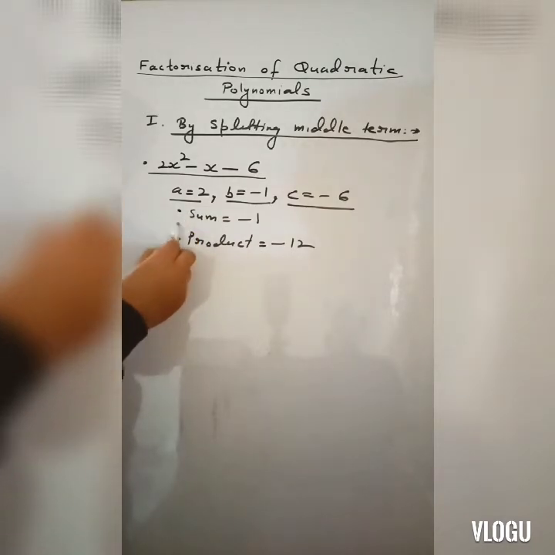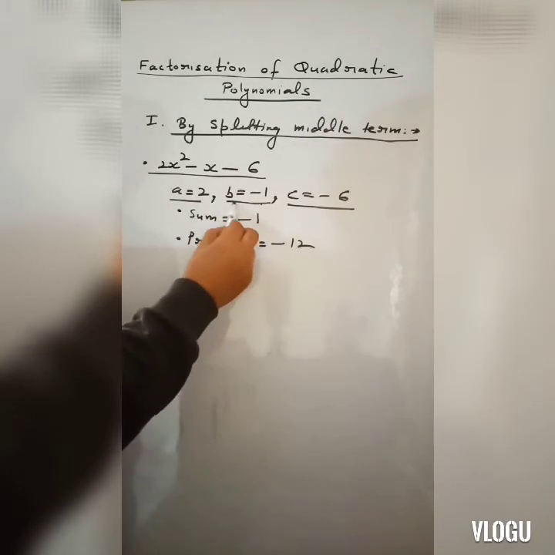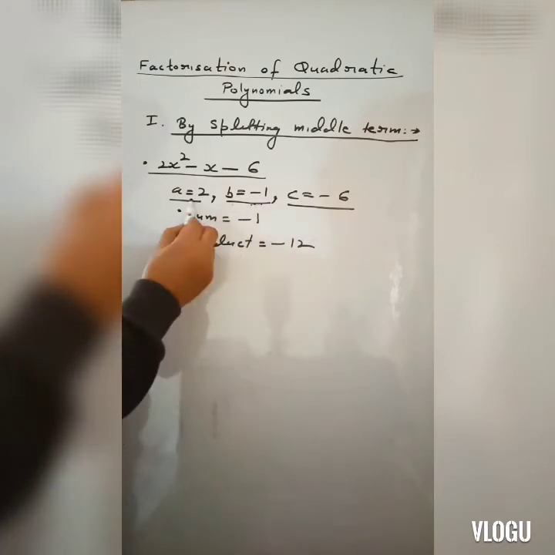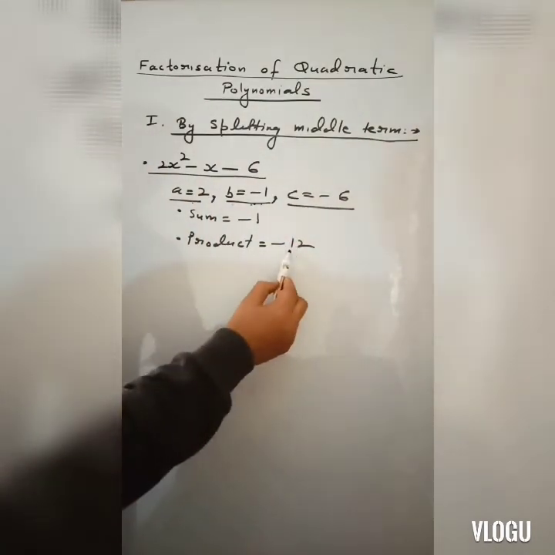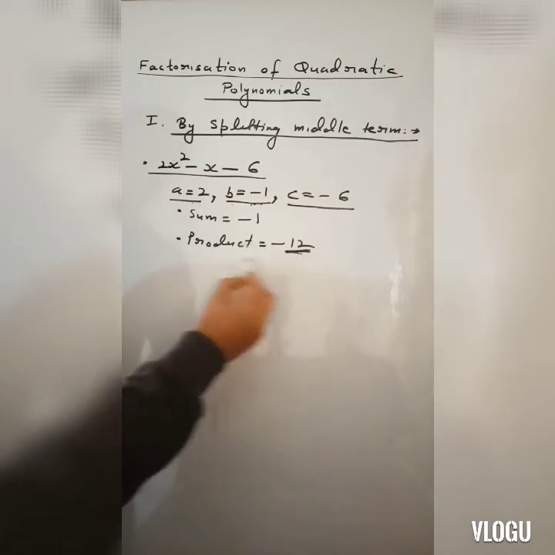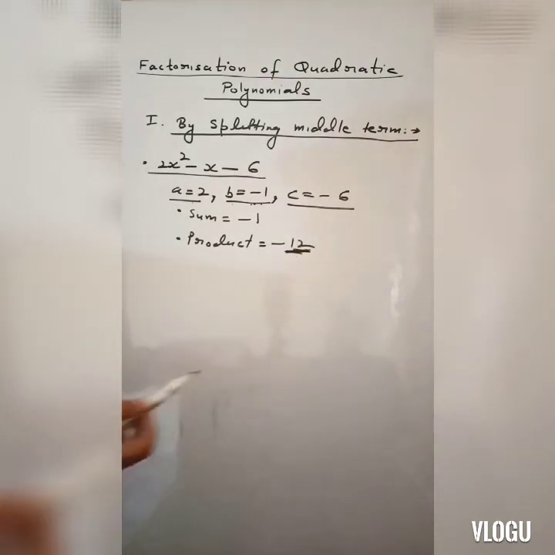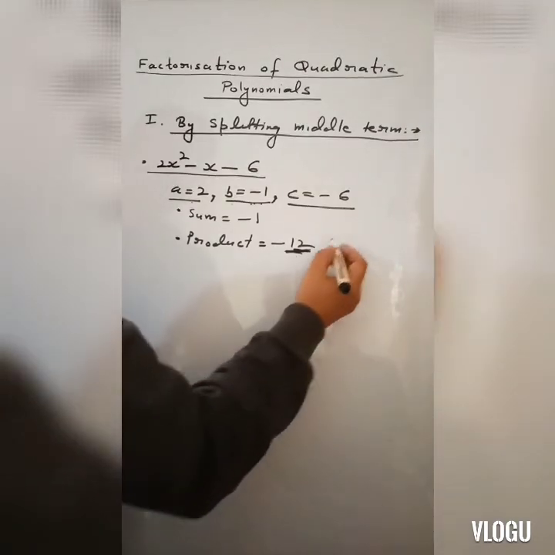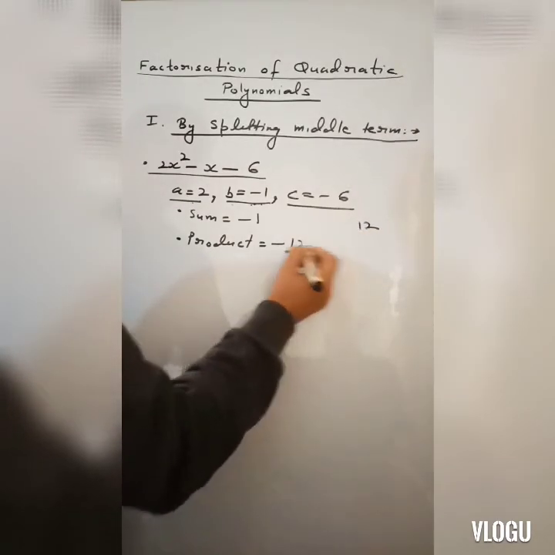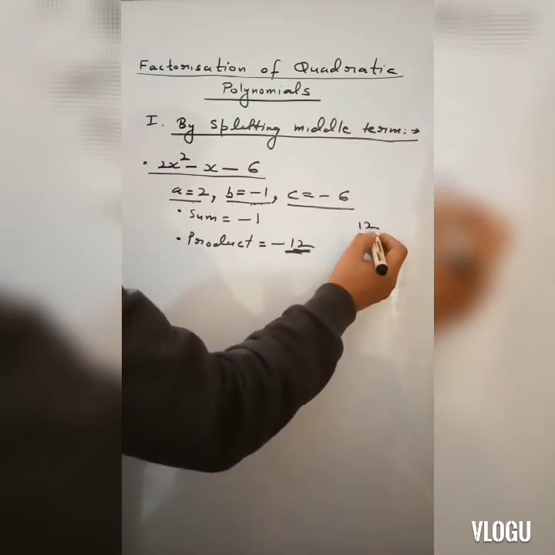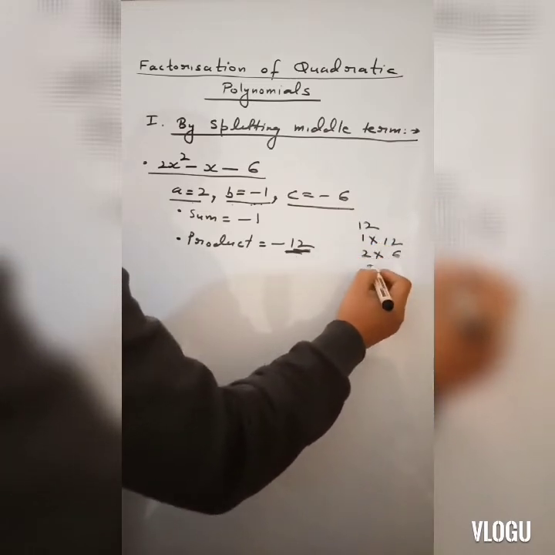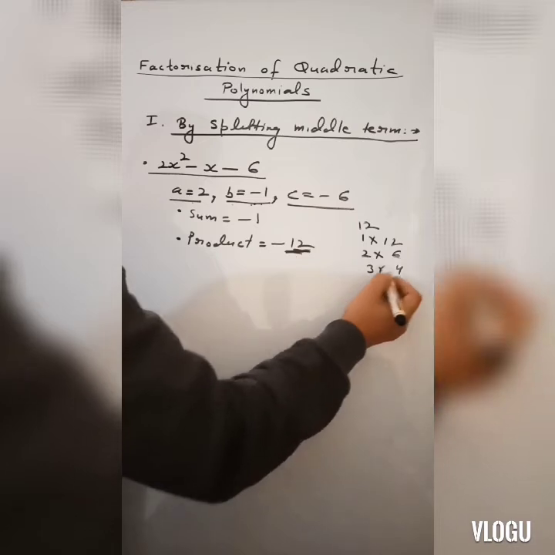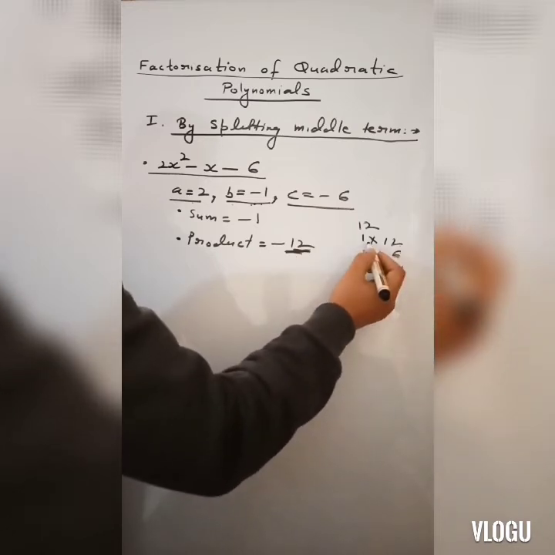So the sum of two numbers should be equal to minus 1, and the product of those two numbers should be equal to 2 into minus 6, that is minus 12. And now this 12 will help you to find those two numbers. This product will always help you to find those two numbers. See what you will do. You will see that this 12, ignore this sign first. You will see this 12 comes in which table? Like 1 into 12, 2 into 6, 3 into 4, then 4 into 3, 6 into 2, 12 into 1.